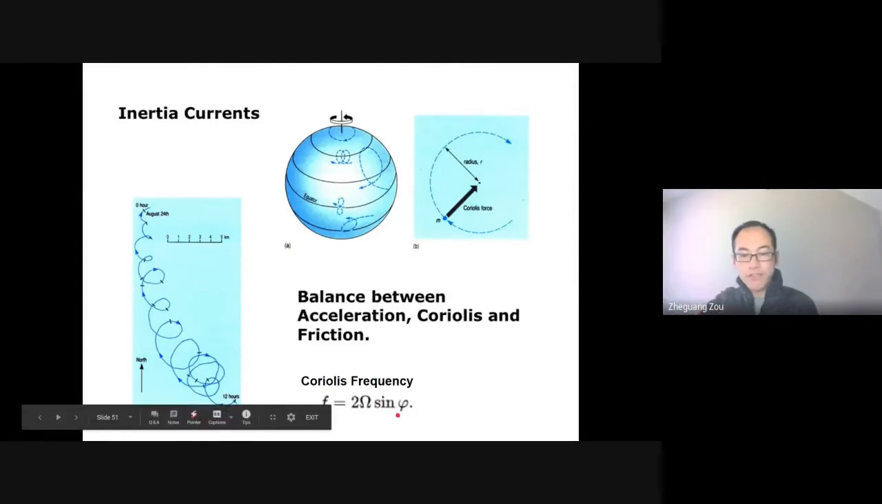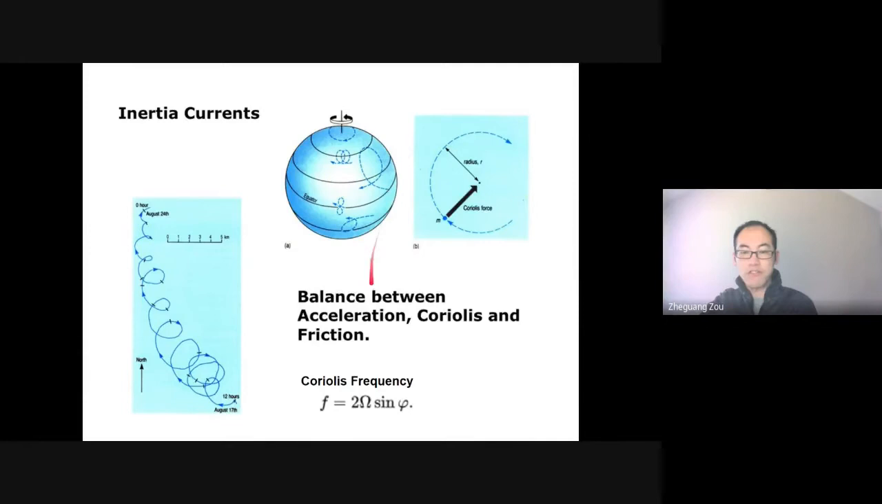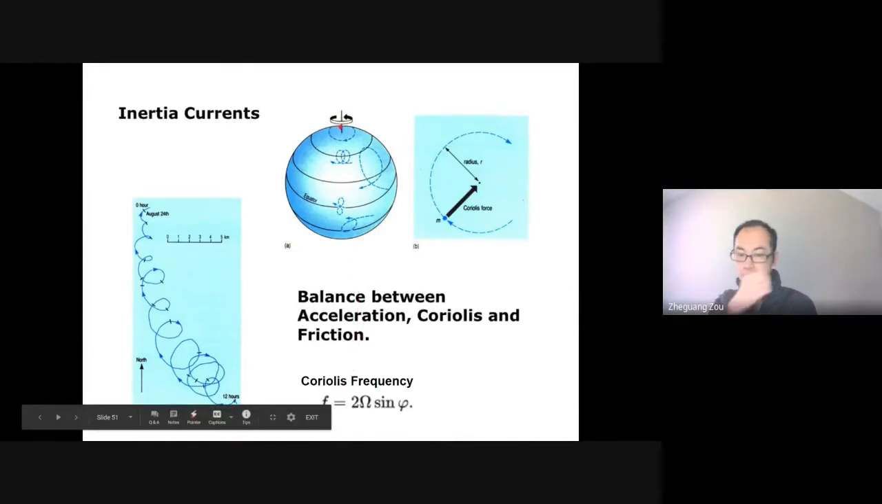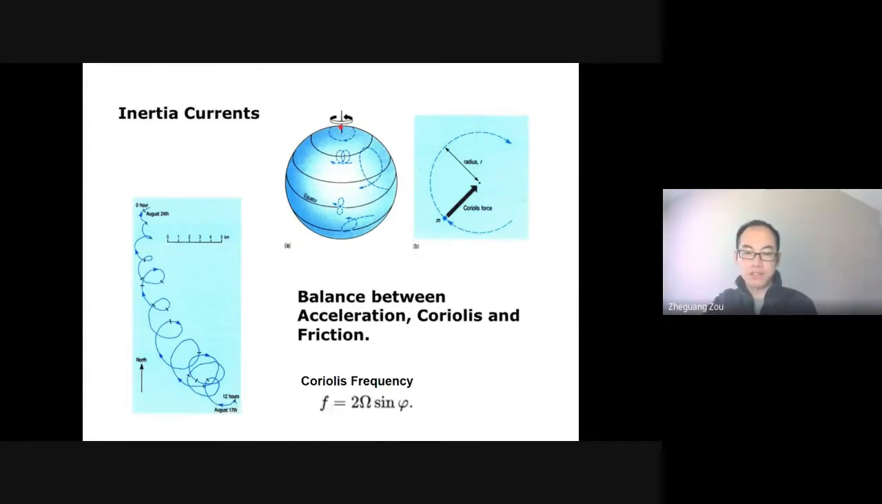And this phi here is the latitude, because we know the latitude is going to affect our Coriolis frequency. So this is the definition of Coriolis frequency. For low latitude, you have a very low Coriolis frequency, but at high latitude, you can have a very big Coriolis frequency.